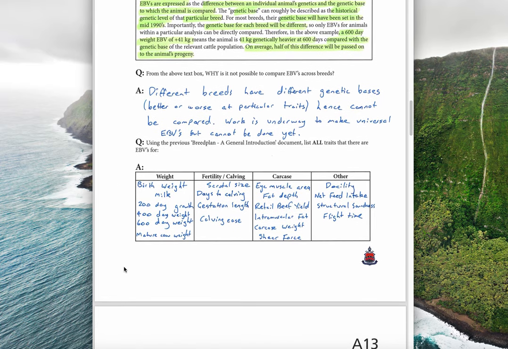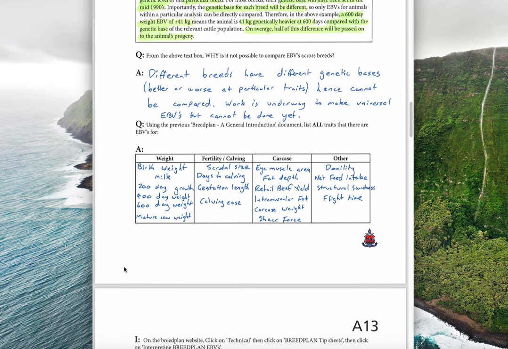All right, the next section is looking at all of the traits that we have EBVs for at the moment. Now, the reason this bit is important is not because you're going to have to write all of these out in an exam. However, it has come up in past papers where in multiple choice they may put out a handful of EBVs and throw in some fake EBVs, ones that aren't actually EBVs, and ask you to choose which ones are correct EBVs. So that's why you need to look at this and know whether an EBV may or may not be a real one.